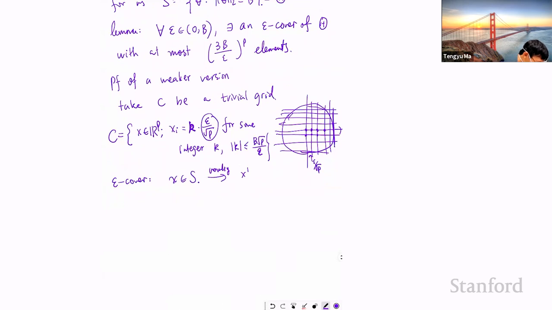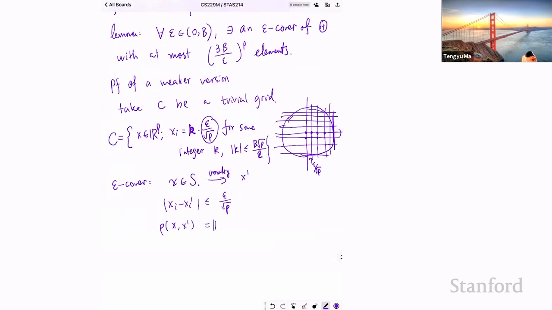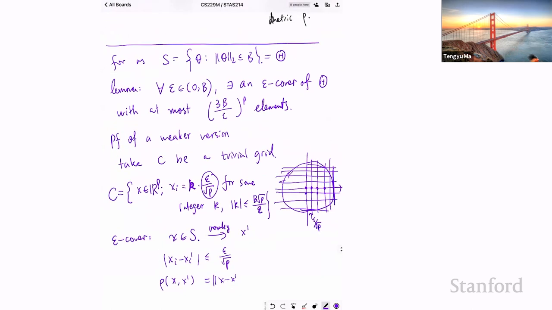If you round it, what you get is that |x_i minus x_i prime| is less than epsilon over square root of p, because for every dimension, when you round, you create at most epsilon over square root of p error. Epsilon over square root of p is your grid size, and that means the distance between x and x prime in the L2 sense is bounded. I should mention that the metric we are using, rho, is the L2 norm.